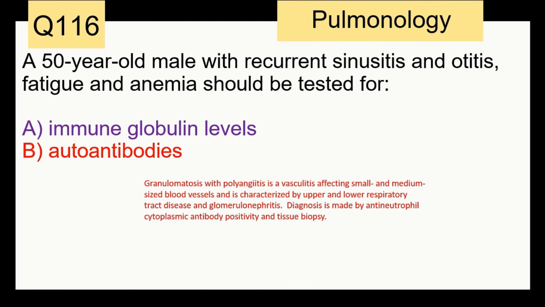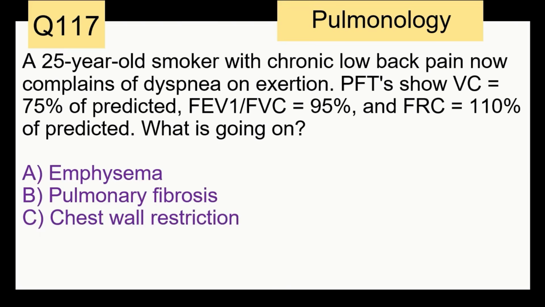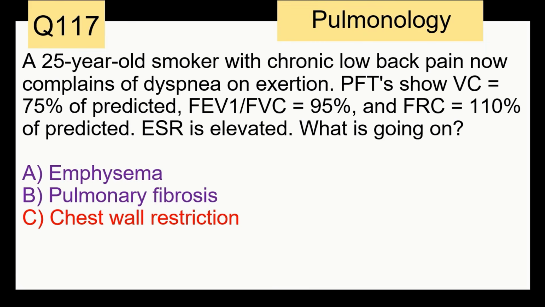Another question on granulomatosis with polyangiitis. Patients should be tested for autoantibodies. Smokers getting chest wall restriction. Here I have an interesting question on ankylosing spondylitis. The cause of their respiratory symptoms is actually a mechanical problem, chest wall restriction.